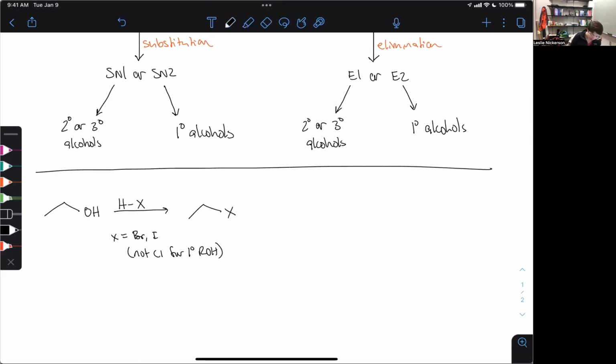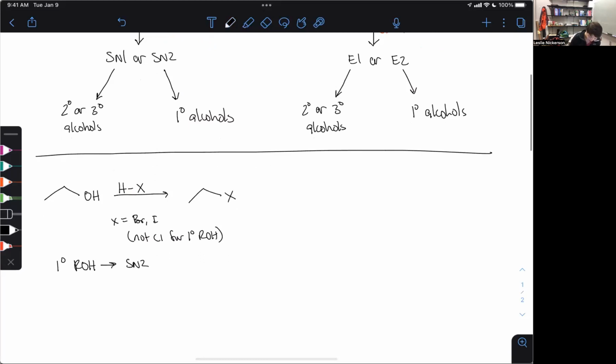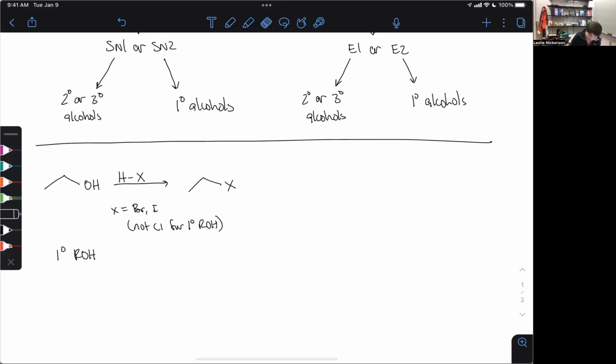So the mechanism here, because we've got a primary alcohol and a nucleophilic conjugate base, is going to go by SN2.